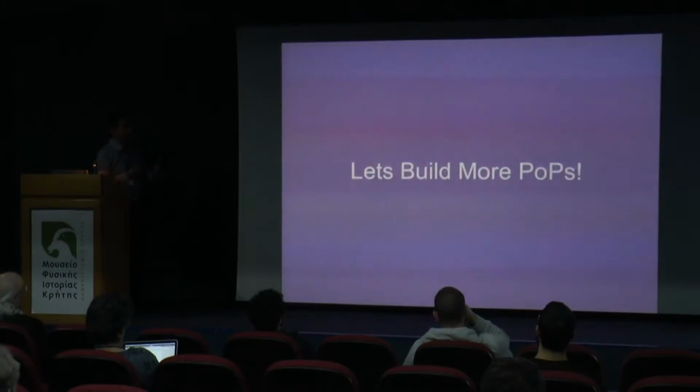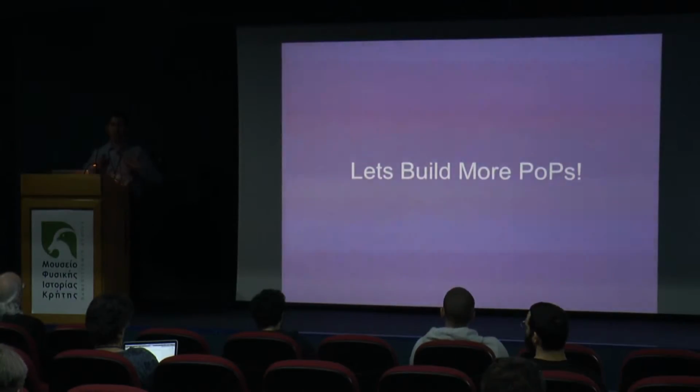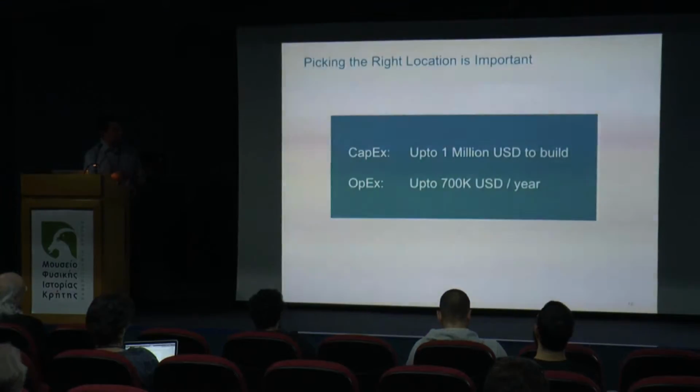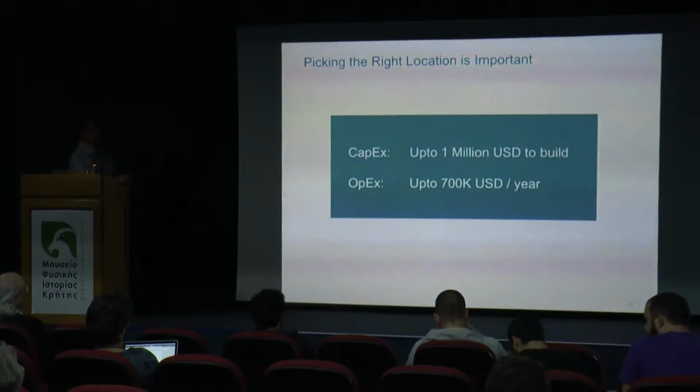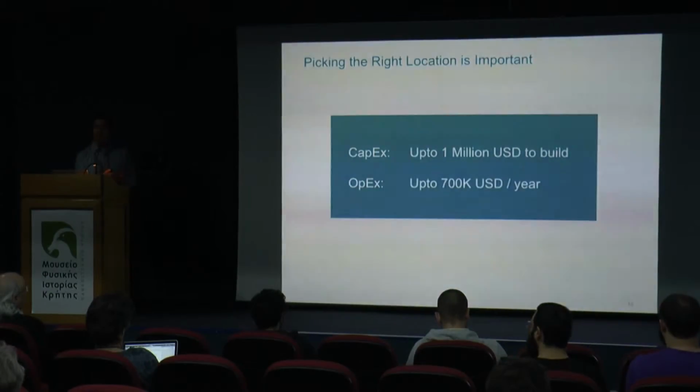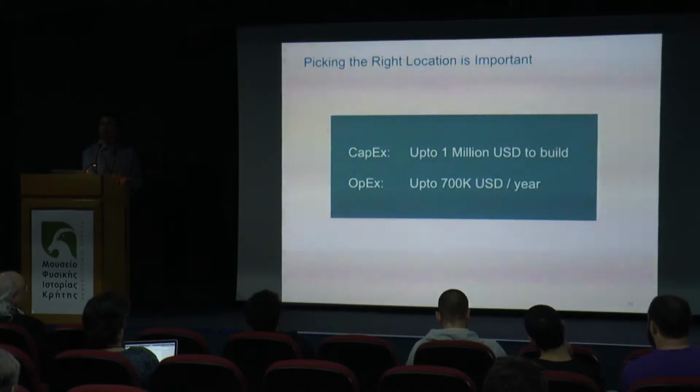So clearly, to improve performance, that's my job, right? I recommended to LinkedIn that, hey, let's build more POPs. We'll easily get 10 to 25% improvement. Unfortunately, POPs are not cheap to build. Our previous experience has shown that there's a CapEx of around $1 million for building the POPs the way we build it. That's a one-time cost, and the regular OpEx cost can be up to 700K US dollars per year. So they're not cheap.